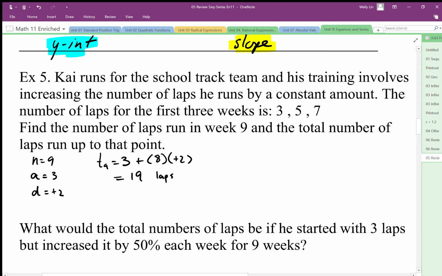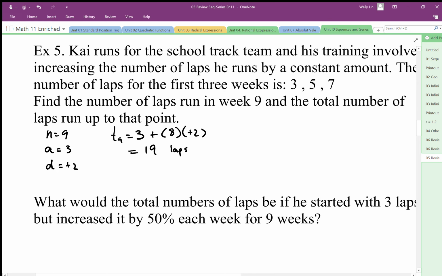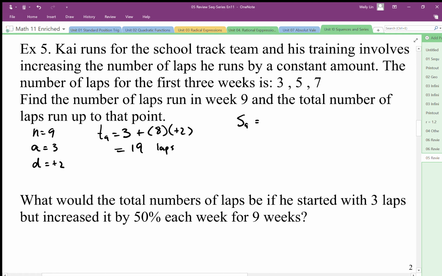Okay, so the total number of laps run to that point is going to be S9. S9 is going to be the number of weeks divided by 2, since this is pairing up each term, and it's going to be the pairs of the first term plus the last term. So pairs of 22 will give us the total number if we add them all together. So 22 times 4.5 gives us 99 laps in total.